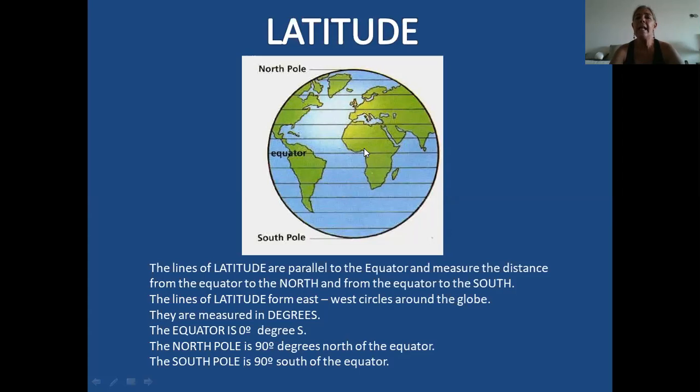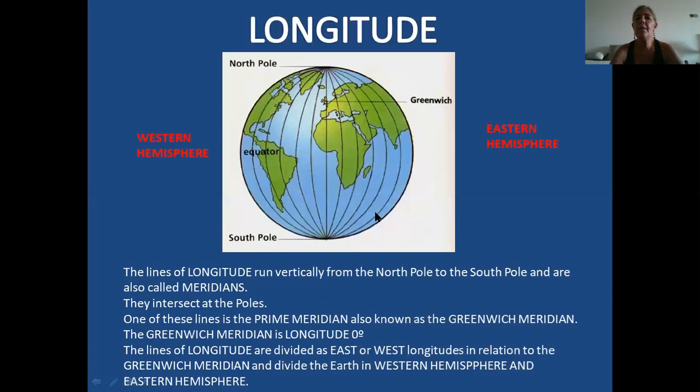Now, the latitudes are measured in degrees. So the equator would be 0 degrees, okay? And for example, the North Pole would be 90 degrees of latitude, and the South Pole would be 90 degrees south of the equator. That would be 90 degrees south. So these are the lines of latitude that we're going to be studying, along with the lines of longitude.